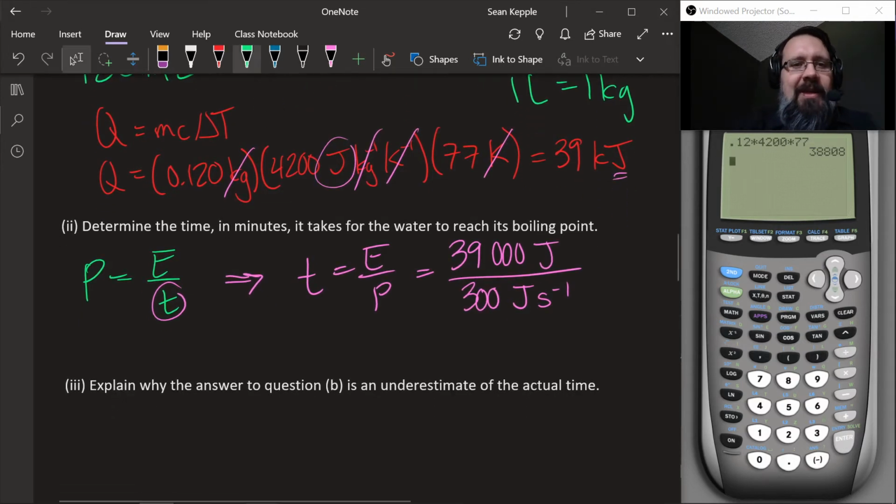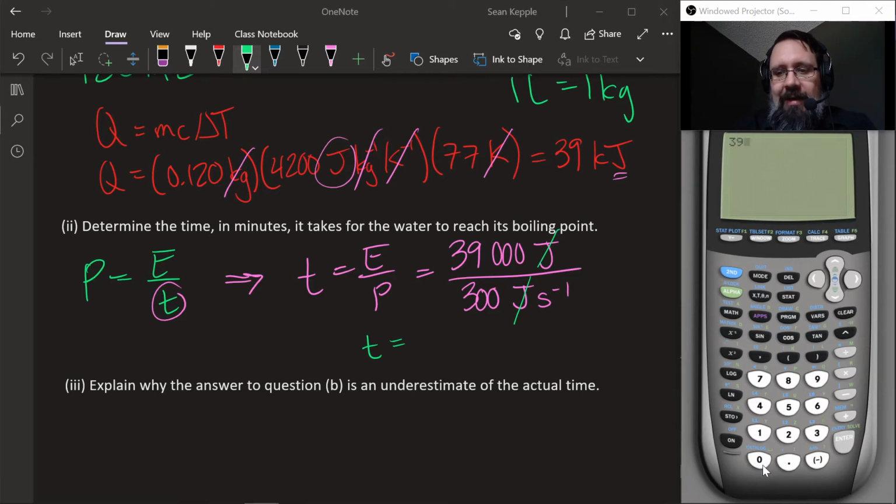All right, so back down here to estimating the time. The joules are going to cancel, and we're just going to get a per second, which is just seconds. So the time is equal to 39,000 divided by 300. So we'll go over here, calculator, 39,000 divided by 300. We get 130 seconds.